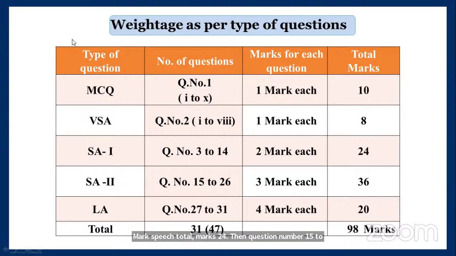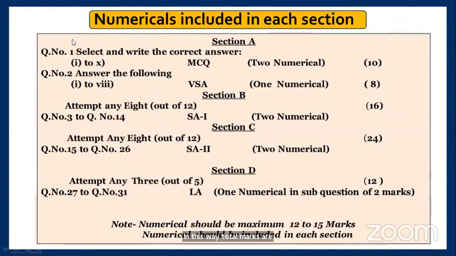And long answer questions, question number 27 to question number 31, 4 marks each. And this section is for 20 marks. In this way, total marks are 98. Then next part, you see section A. In section A, two numericals will be asked. Here you have to write only the correct answer.